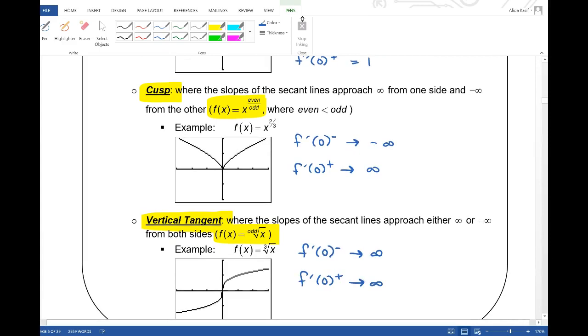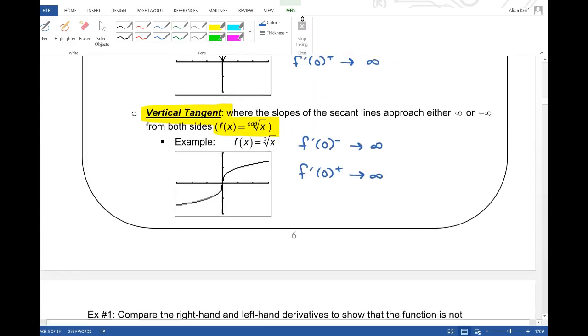Okay, cusp. We talked about this is when you have a rational function, even over odd, where the even power is less than the odd power. A cusp is specific because on one side the tangent or secants are approaching -infinity slope, and +infinity from the other.